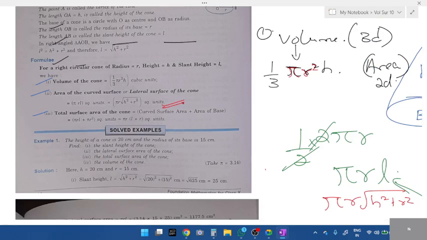Be quick. Compare it with the cylinder and study. You can write here: volume is 1 by 3 into cylinder. You write it like this, you'll remember. Curved surface area is 1 by 2 into the circumference value. So that's the reason you get pi r L.